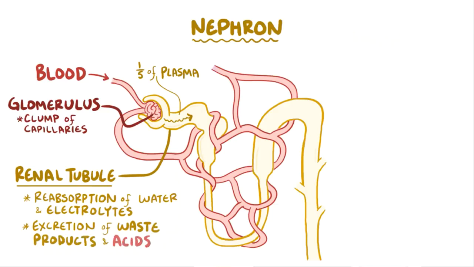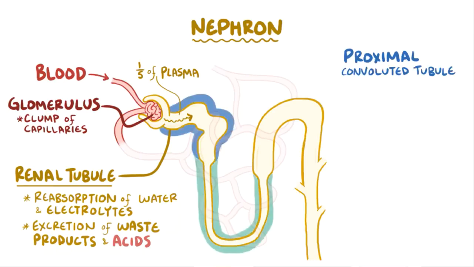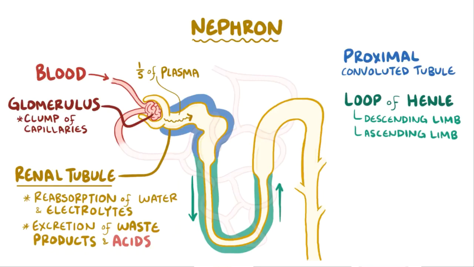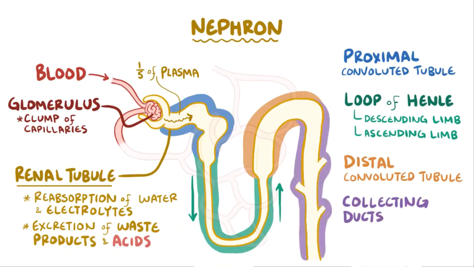The renal tubule is a structure with several segments: the proximal convoluted tubule, the U-shaped loop of Henle with a thin descending limb and a thick ascending limb, and the distal convoluted tubule, which goes back up again before emptying into the collecting duct, which collects the final urine.